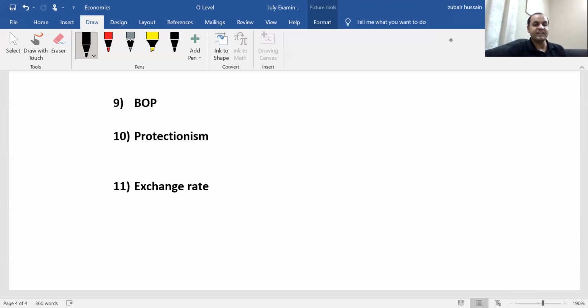The last topic is basically exchange rate. Exchange rate is the value of one currency in terms of another currency. When the currency depreciates, exports are cheaper and imports are expensive. You have to focus on the types of exchange rate: the floating exchange rate and the fixed exchange rate. A devaluation of the currency is a decrease in the value of the currency by the intervention of the government.